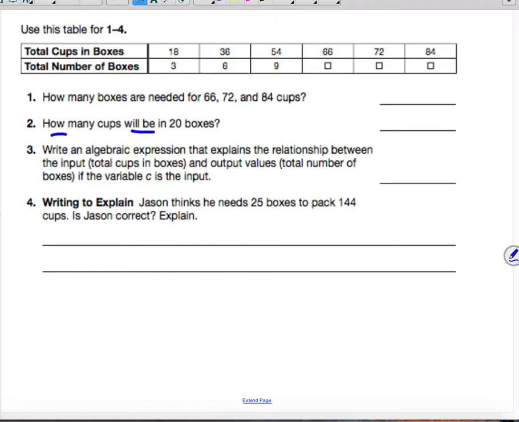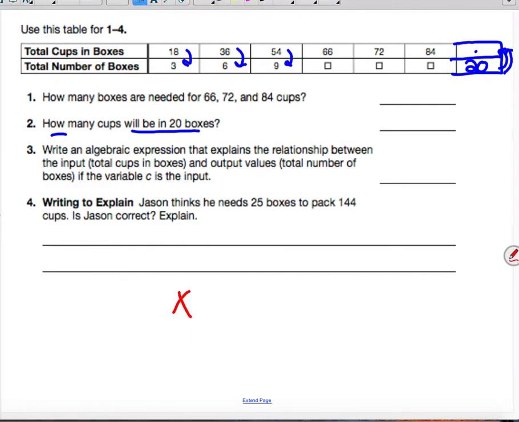How many cups will be in 20 boxes? In this case, you could expand your table, but now they're asking how many cups will be in 20 boxes. We have to do the inverse operation of division to figure out how many cups you have. We know that we did division to go from the input to the output, so if we're going to go from the output to the input, we're going to use multiplication.